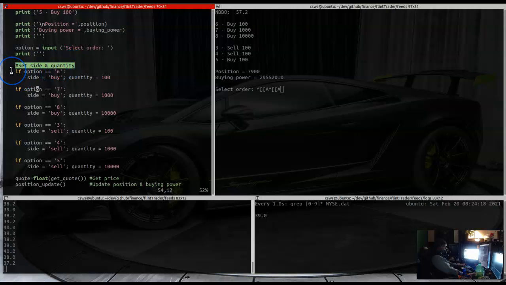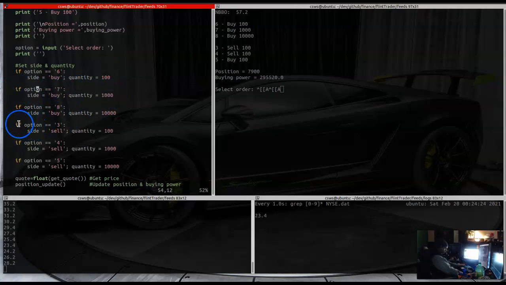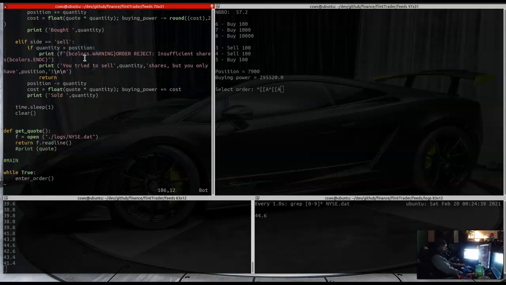Once you select what you want to do, I set the side and quantity based on what option you chose. So if you choose 6, that's buy 100. If you choose 7, that's buy 1,000. And then all the sells are down here. Then once we set the side and quantity, we get a quote. So there's a quote function down here, which is pulling the quote from the file.